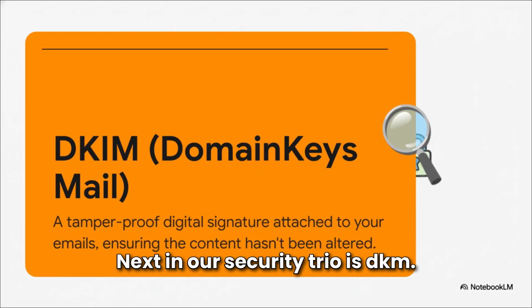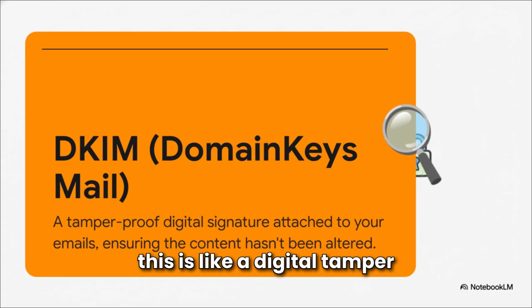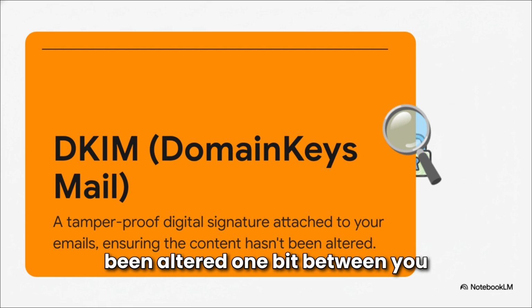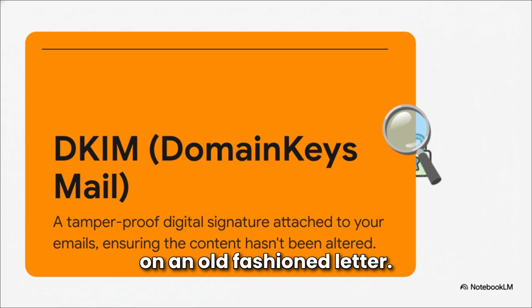Next in our security trio is DKIM. The best way to think about this is like a digital tamper-proof seal on your email. It adds this unique signature that proves the message hasn't been altered one bit between you and the person receiving it. It's like a wax seal on an old-fashioned letter. If it's broken, you know someone messed with it.